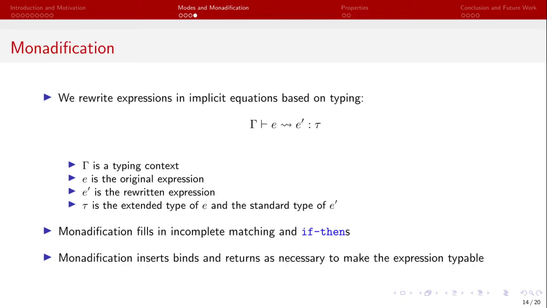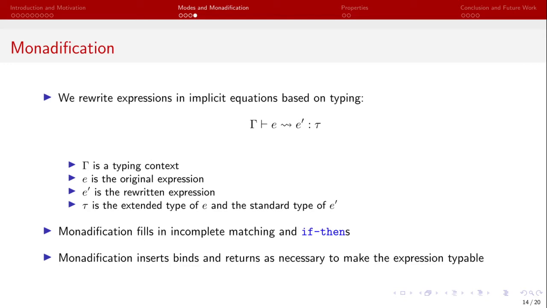Our monadification procedure rewrites expressions in implicit equations based on typing. Here, gamma is a typing context, E is an expression, E prime is the rewritten expression, and tau is a type, which is the extended type of E, and the standard type of E prime using the normal typing rules. So there are two things this rewriting does. First, it fills in incomplete matching and if-thens with monadic failures for the unwritten cases, as we saw with typing the application earlier where we matched against an arrow type, and the rewriting added an extra failure case in case it wasn't an arrow type.